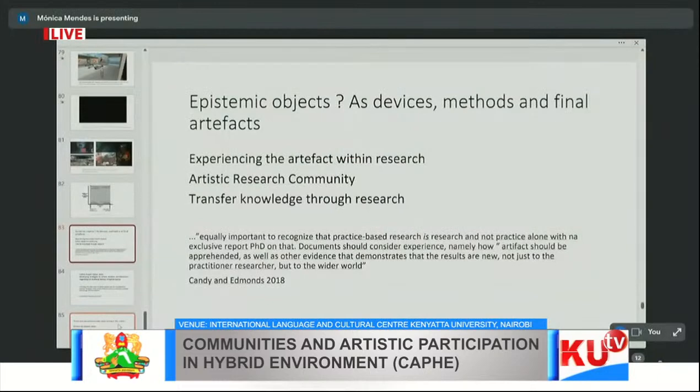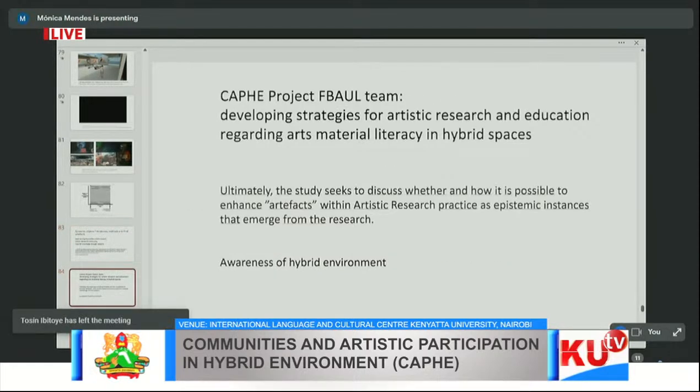And so we think these are evidences that demonstrate they are not just for the practitioner researcher, but also for a wider world. And in this, I should consider also that it breaks a little bit the idea of a hylomorphic model. It's not about doing, but rather about making, which is different. And this should be our direction regarding what we are presenting to you.